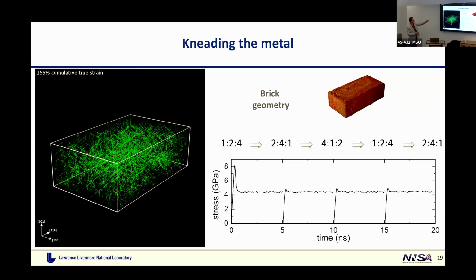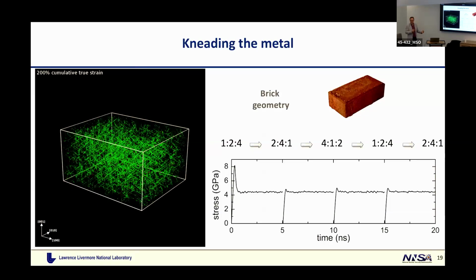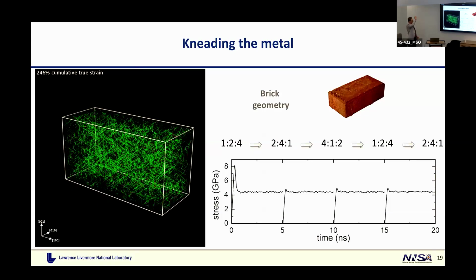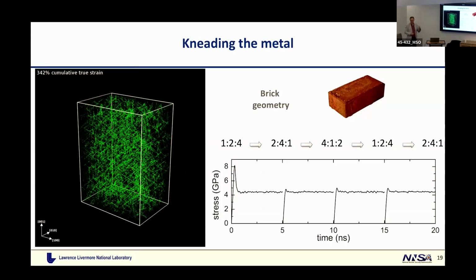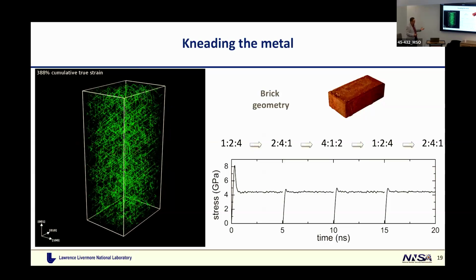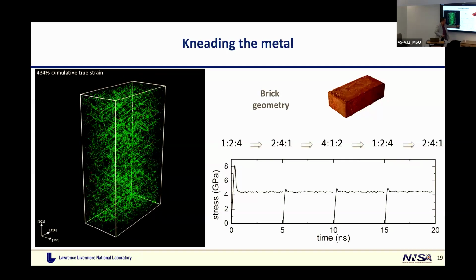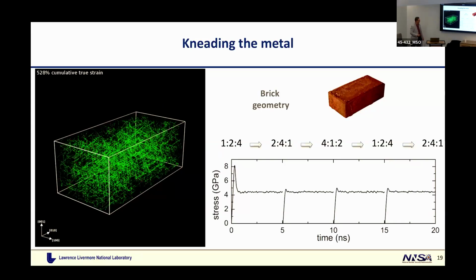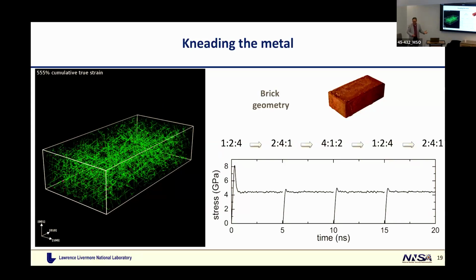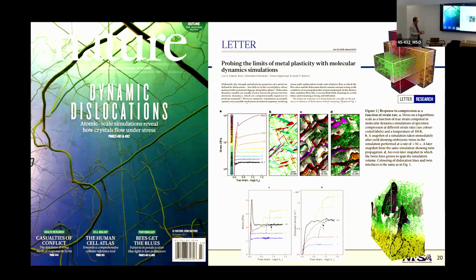And we undertook a funny simulation to illustrate it even further. We take a brick-shaped specimen, we deform it along one dimension, and then it becomes elongated along the other one. We push it this way. We essentially knead the metal, and we can do it indefinitely. I only show 4 cycles of kneading here, but we have done a lot more. So it's really stationary. It's quite amusing. Okay, and so we published this.